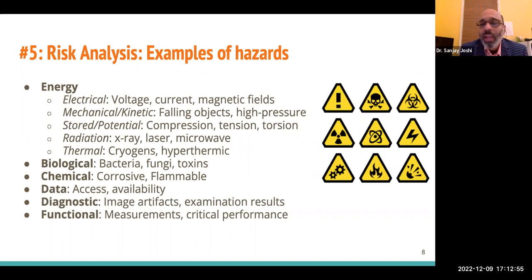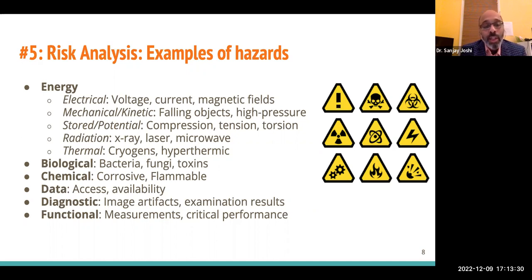So what different hazards exist? There are all kinds of energies. We talked about voltage, electrical energy, magnetic fields are also included in there. You could have mechanical energy, falling objects, or gases under high pressure. You could have potential energy, a spring that is compressed that suddenly gets released, something that is tense and then breaks. You could have radiation energy, especially from ionizing radiation such as X-rays, laser. Microwave is not ionizing, but it can heat body tissue, so it does count.